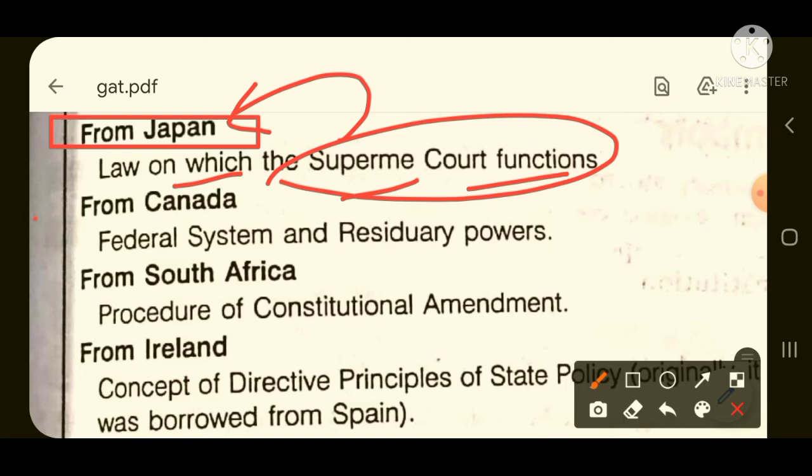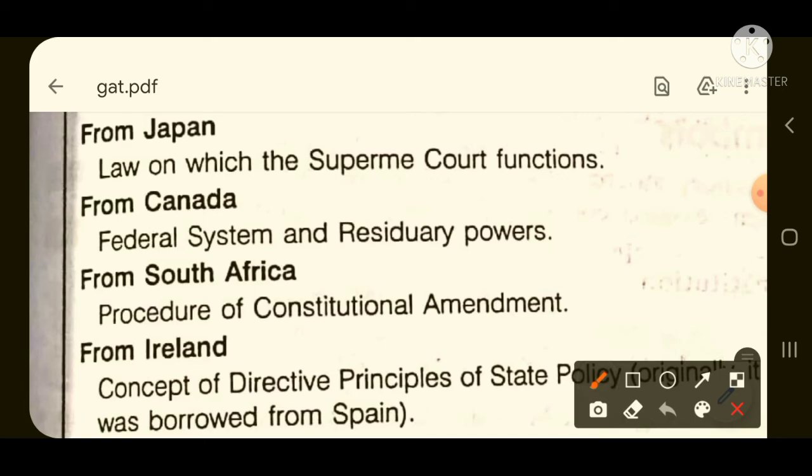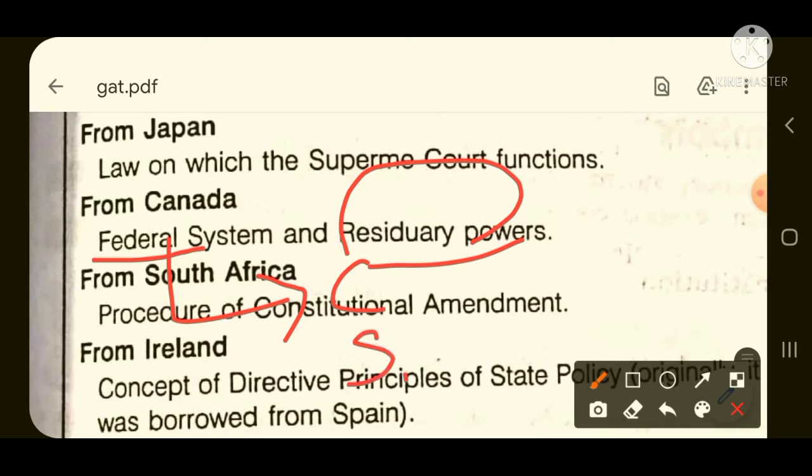Next thing is from the country of Canada. From Canada we have borrowed the federal system and residuary power. Just now I talked about the residuary list, and the federal system includes central, state and local. The federal system of India is divided into 3 parts. They are central, state and local government.